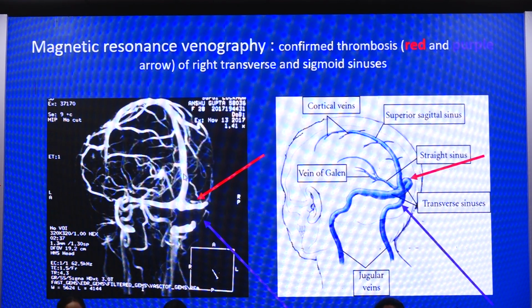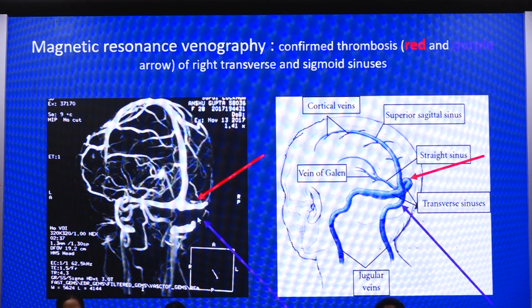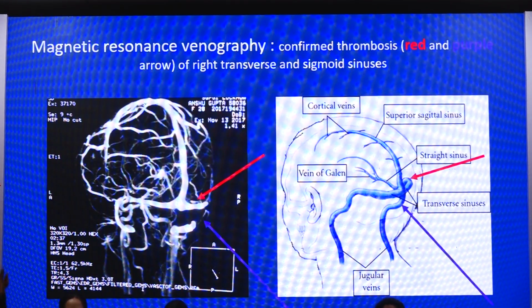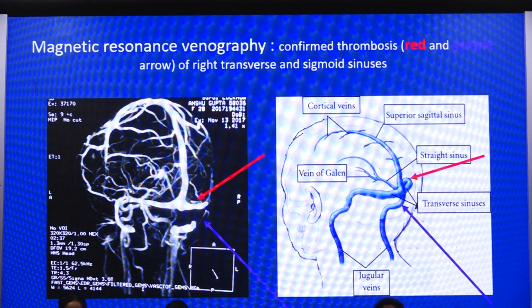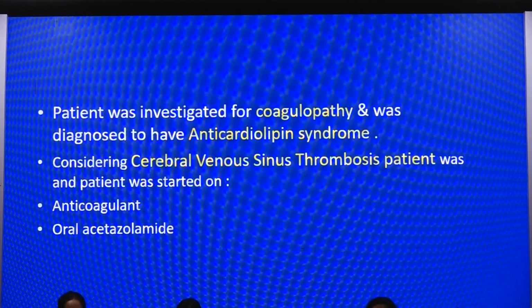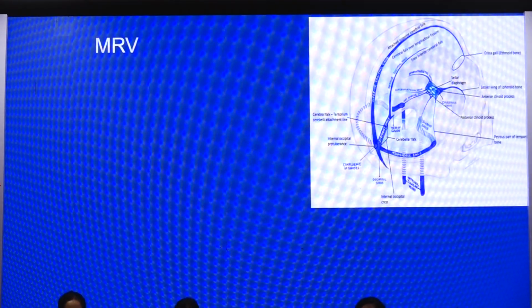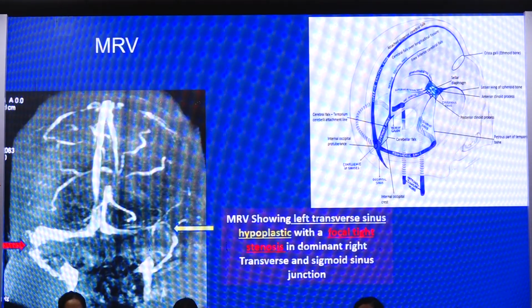This is the transverse sinus, and this is the junction of the sigmoid and the transverse sinus. So over here you can see this is stenosed. So MRV with contrast in any case, a middle-aged female coming to you with papilledema, so definitely you order MRV with contrast. Importantly, the patient was investigated for coagulopathy and anticardiolipin syndrome was there. So MRV I have already shown you.